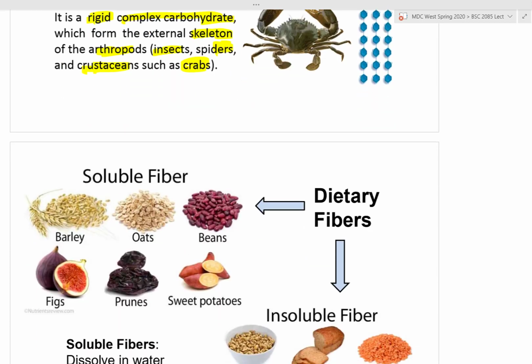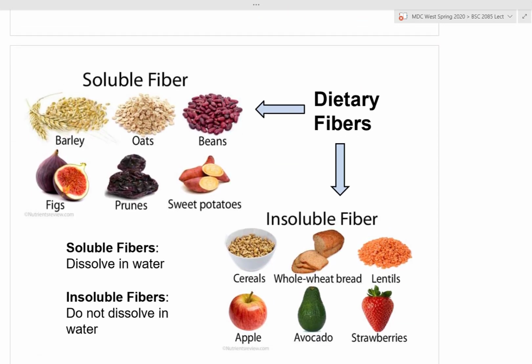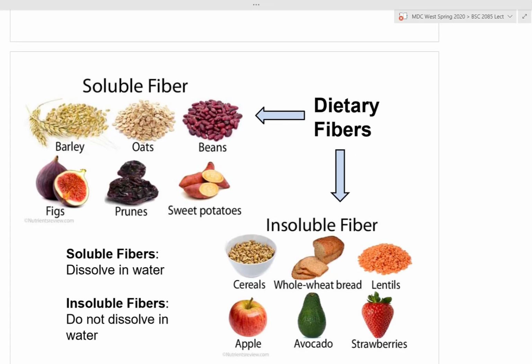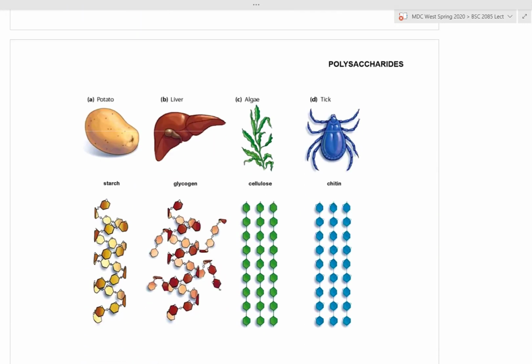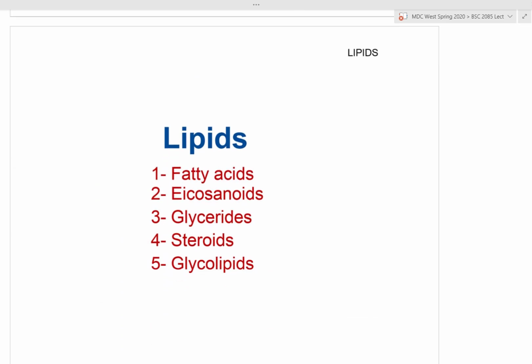And then we got fibers. So soluble fibers versus insoluble fibers. So soluble fibers will, of course, dissolve in water, and insoluble fibers do not dissolve in water. And you can see there which are the insoluble fibers and some examples of the soluble fibers. Okay. Lipids.